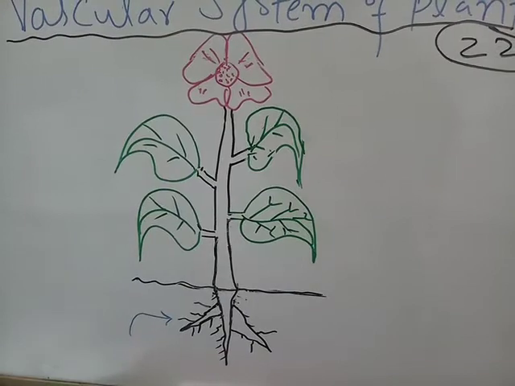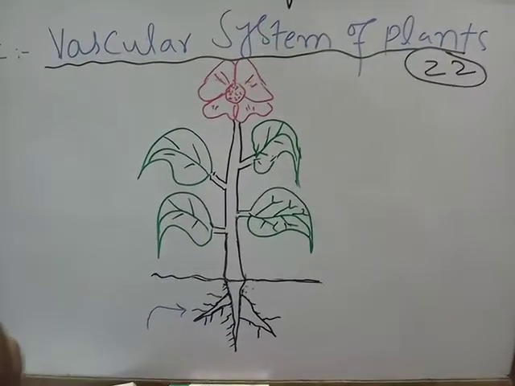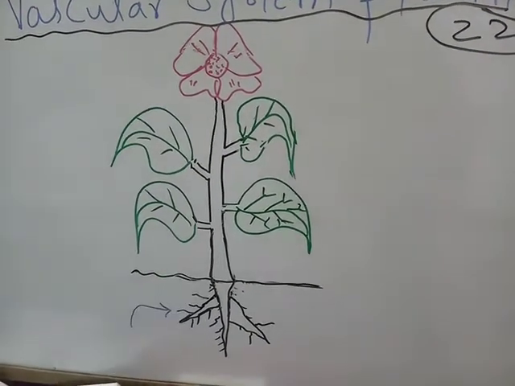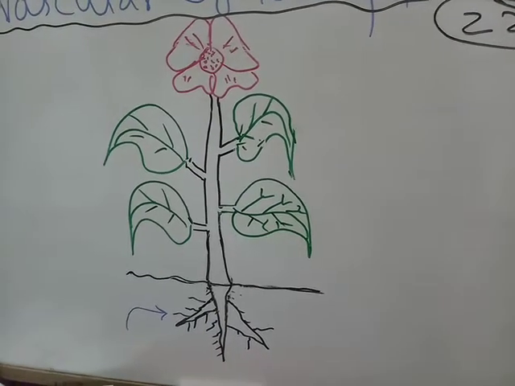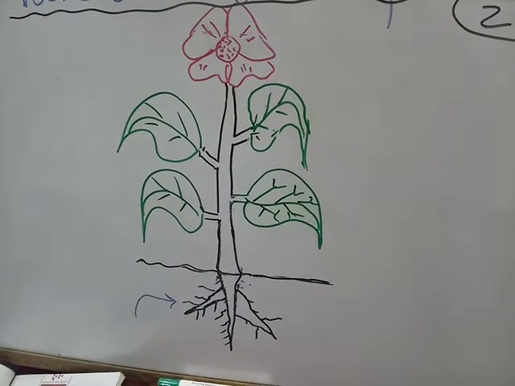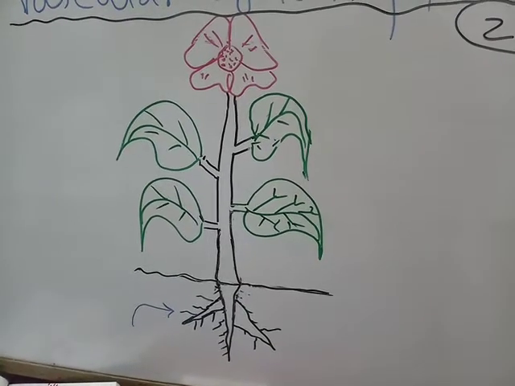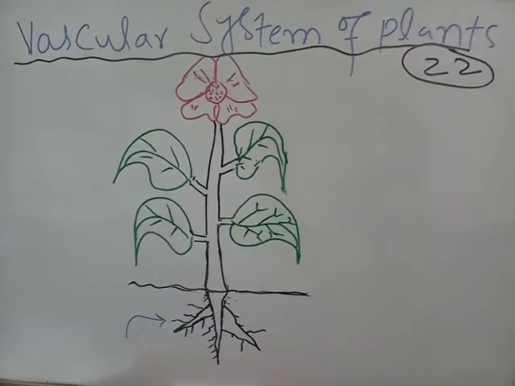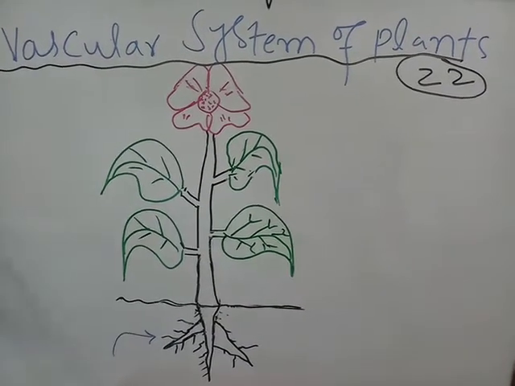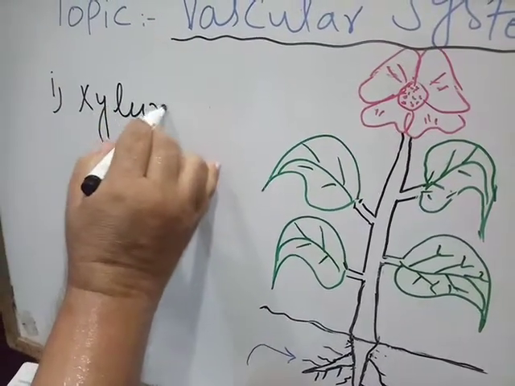through a narrow system of tubes. These tubes are called vascular tissues. So the transport of material inside the bodies of plants takes place through a system of narrow tubes which are joined together. These are called vascular tissues. There are two types of vascular tissues. Number one, xylem tissues.